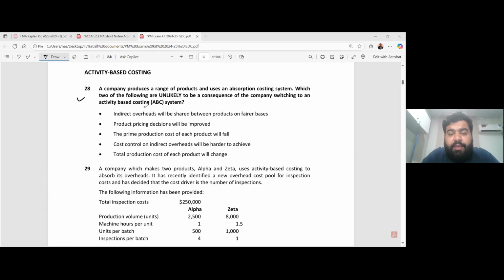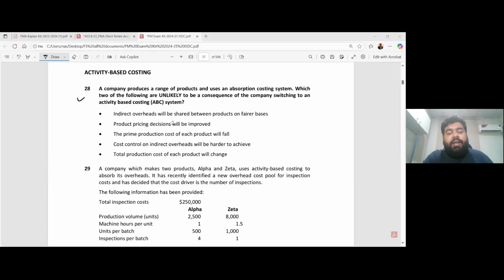What he is actually saying is that the company is normally using absorption costing, and now they want to shift to the ABC system. But they are asking which of the following are unlikely to be the consequence, that is, which are not the consequence. If they were asking for the consequences, we would tell the consequences, but actually we have to tell the unlikely ones. Unlikely means those which are not a consequence of shifting to the ABC system. So we have to tell which two of the following.